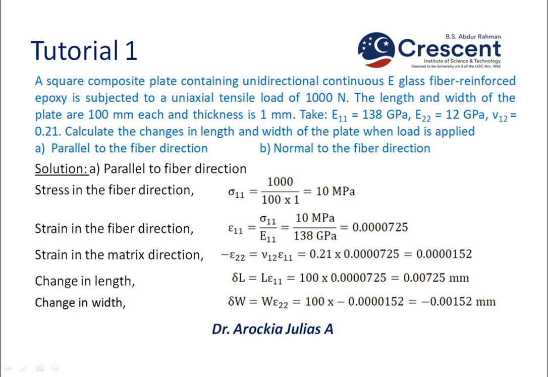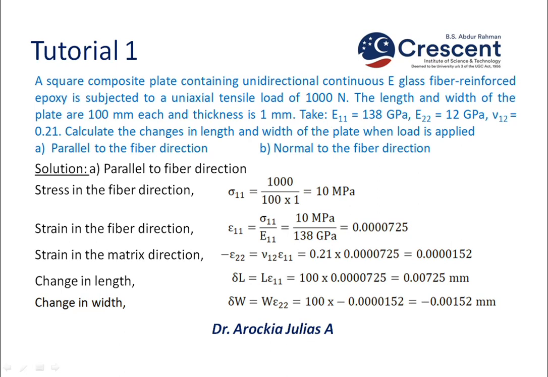Now we know strain equal to change in length by original length. So we are going to use that concept. Change in length, that is delta L, equal to L into epsilon 11. L is 100, the length of the laminate or the length of the plate, into 7.25 into 10 to the power minus 5. So we will get the change in length as 0.00725 mm.